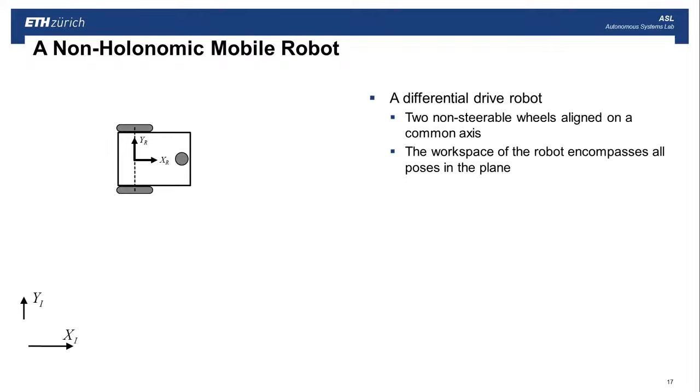The next is a non-holonomic example. So this is a very common design for robots that we'll see again and again in these segments, which is the differential drive robot. It has 2 non-steerable standard wheels aligned on a common axis.